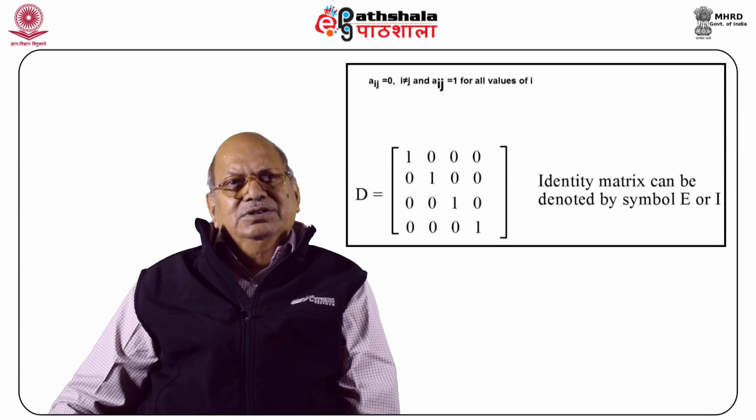Identity matrix. A diagonal matrix in which all diagonal elements are equal to 1 is called an identity matrix. It can be of any size. Aij is equal to 0 for i not equal to j, and Aii is equal to 1 for all values of i. The identity matrix can be denoted by the symbol capital E or capital I.